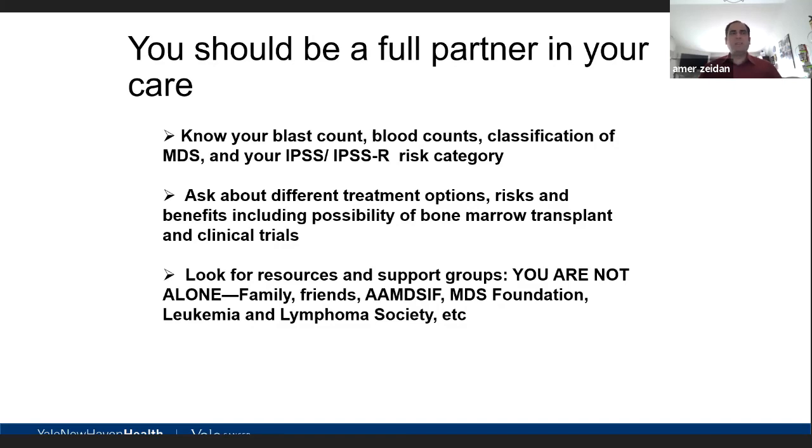Actually, RCMD-RS is still currently used, and that usually means that you have the ring sideroblasts. So, from a practical point of view, if you are in the lower risk category, if you have that and the main problem is anemia, this is one of the situations where luspatercept could be used for anemia. Other options could be erythropoiesis stimulating agents if the EPO level is low.